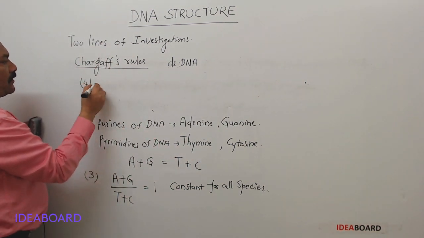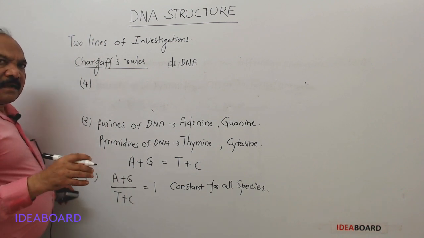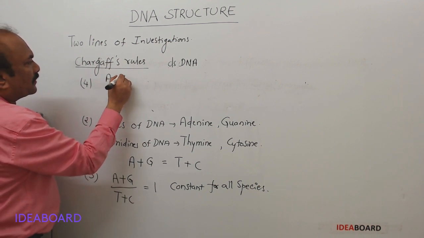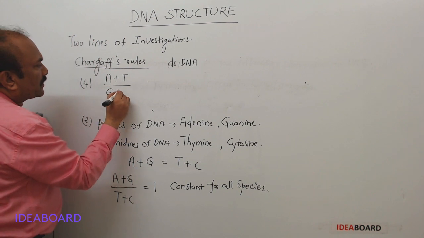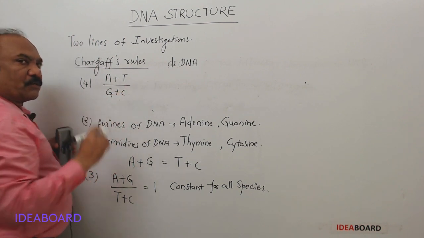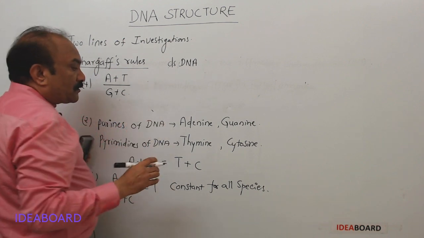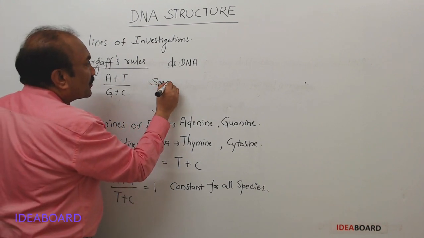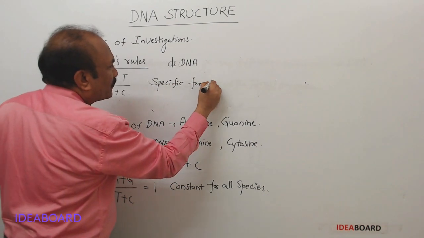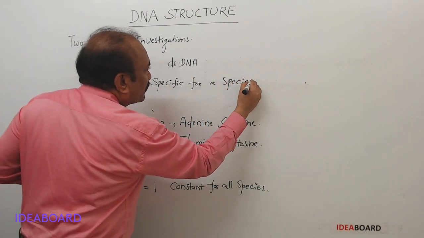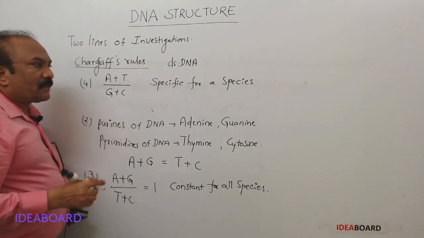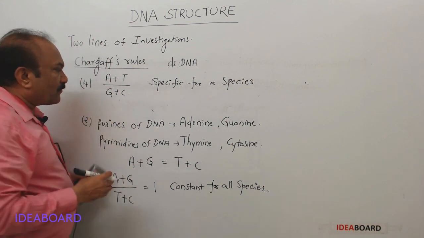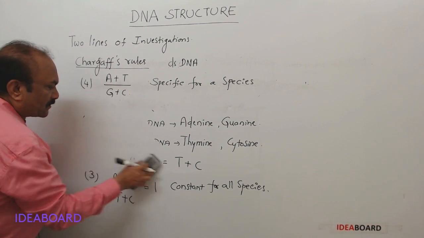Now see, adenine always binds with thymine and guanine always binds with cytosine. So (A plus T) by (G plus C) is called the base ratio. This base ratio is not constant for all species. It is specific for a species, and so with this base ratio we can identify the species also. For better understanding, let us take some examples.